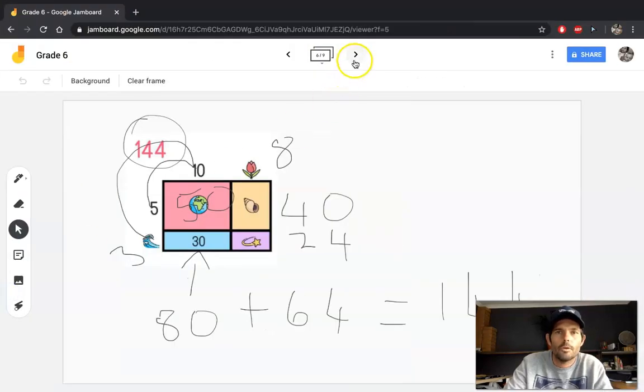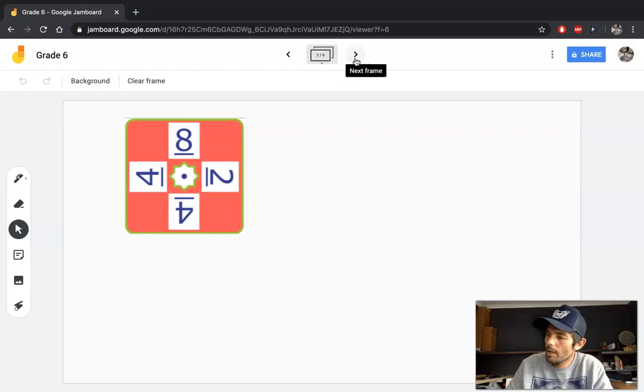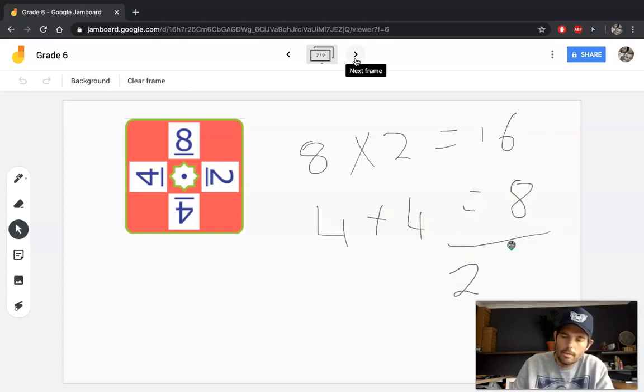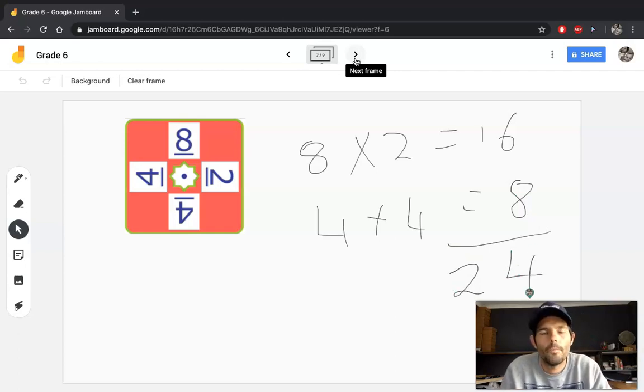I'll do the first one for you. Here I would go 8 multiplied by 2 equals 16. 4 plus 4 equals 8. And 16 plus 8 equals 24.